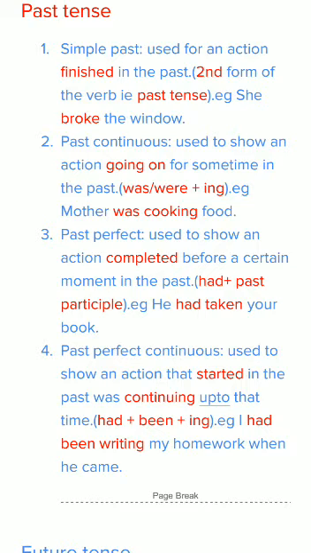The last one under the past tense is the past perfect continuous. We use past perfect continuous to show the action that started before in the past was continuing up to that time, which means at the time of speaking. And the rule is had plus been plus ing to the main verb. Example, I had been writing my homework when he came. Here, the verb had been writing shows that the action was still going on.